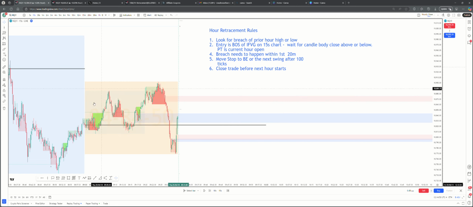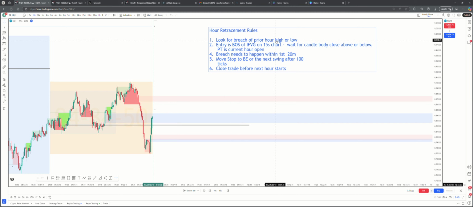I have some indicators that I've kind of put together that show the higher time frame candle. So basically this outline is the prior hour, but I am on the 15-second chart. I also have my breaks of structure highlighted because that is my entry model.